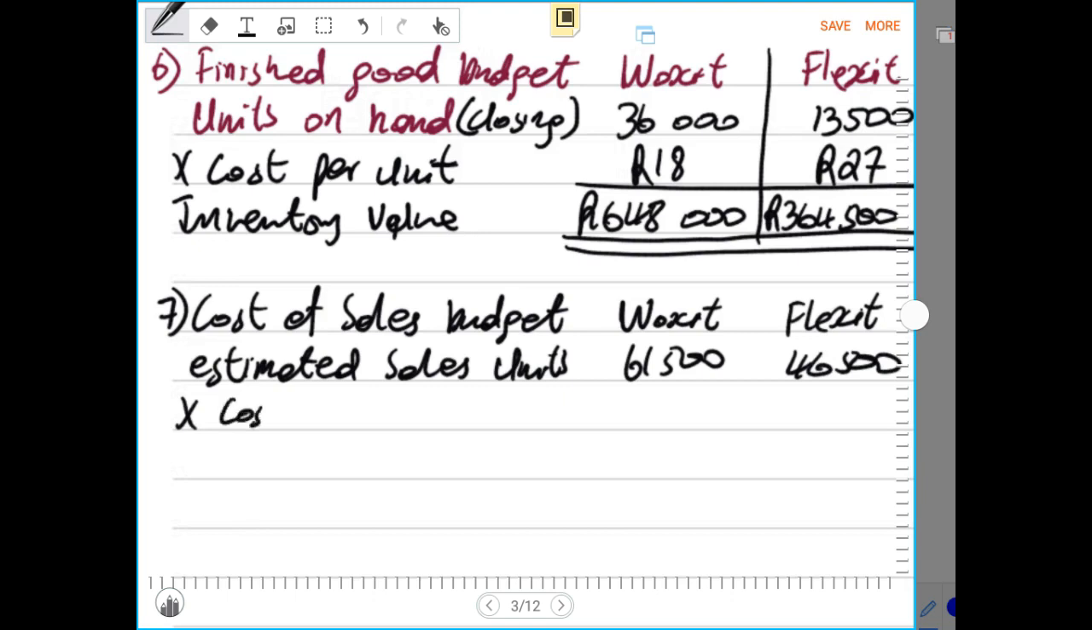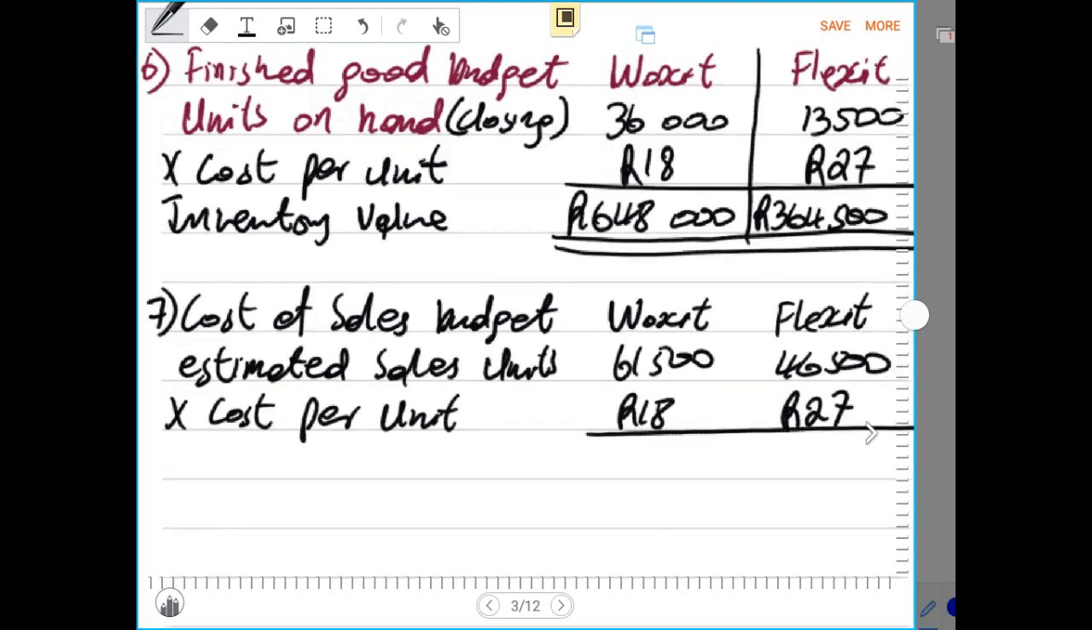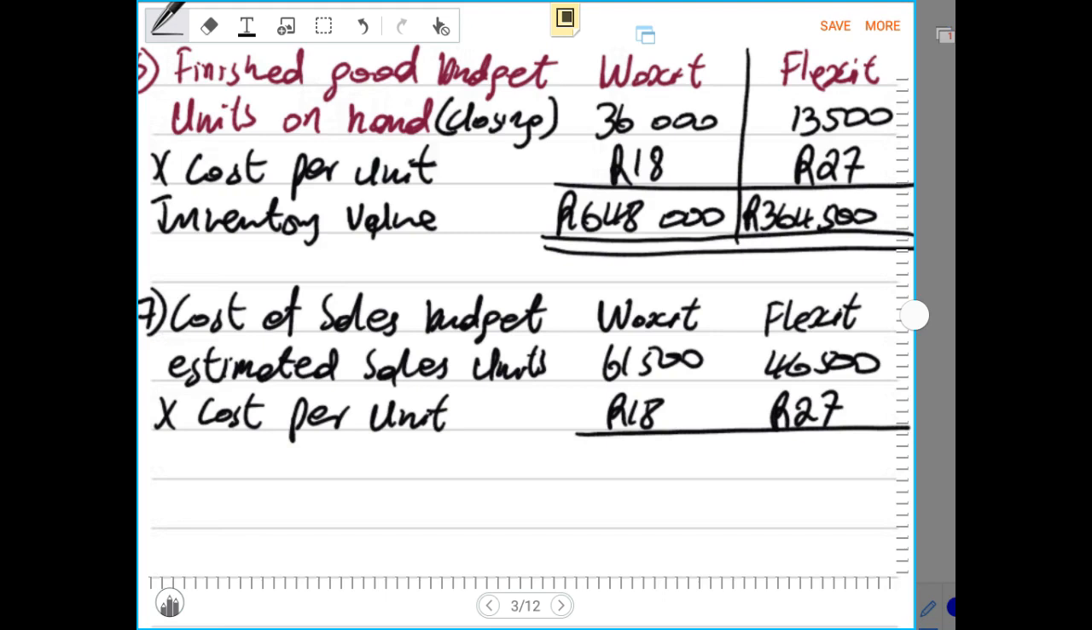We multiply this by the cost per unit, which is 18 Rand and 27 Rand. It will give us the cost of sales, because these are the units that we expect to sell, and the cost to manufacture these units is 18 Rand and 27 Rand per unit. If we multiply the cost to manufacture by the units that we expect to sell, that becomes the cost of sales.